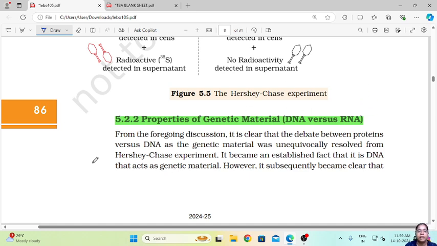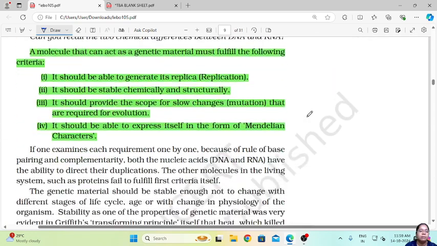So what are the properties of genetic material? A molecule that can act as genetic material must fulfill the following criteria. It should be able to generate its replica, so that it generates its copies. So replication is very important. It should be chemically and structurally stable.